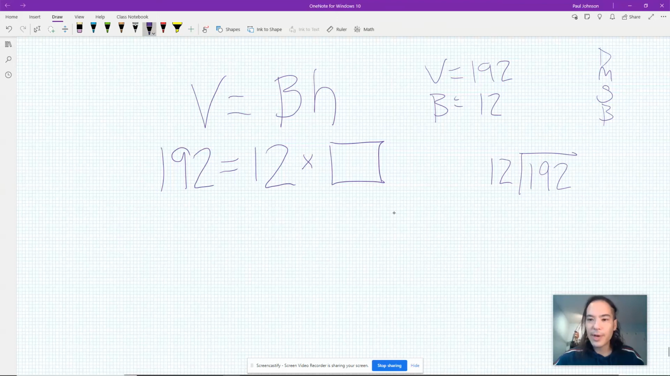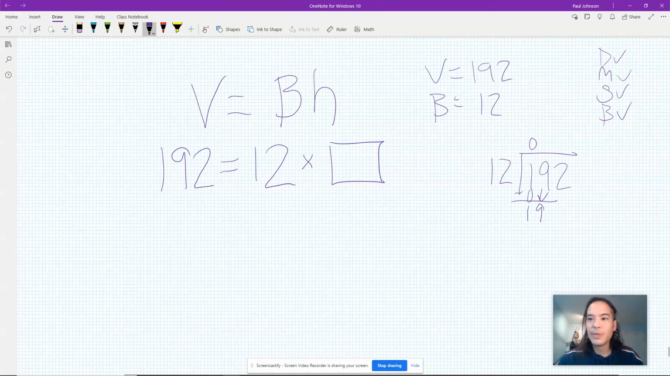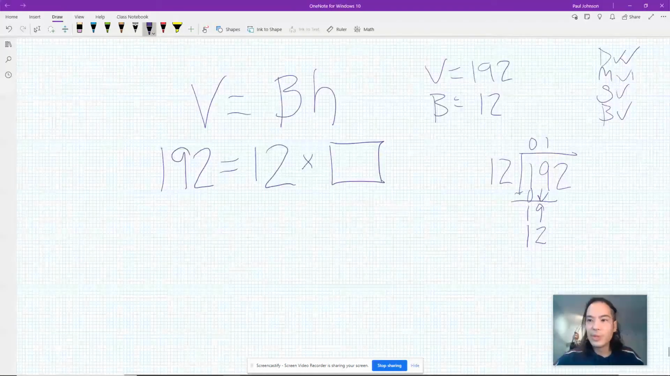First thing I'm going to do is divide. 12 goes into 1, 0 times. All right, 12 times 0 is 0. Subtract, 1 minus 0 is 1. Bring down my 9. Next thing, divide. 12 goes into 19, 1 time. 12 times 1 is 12.